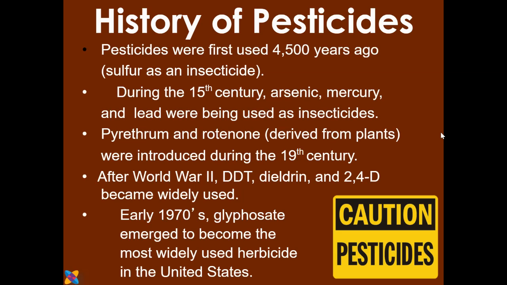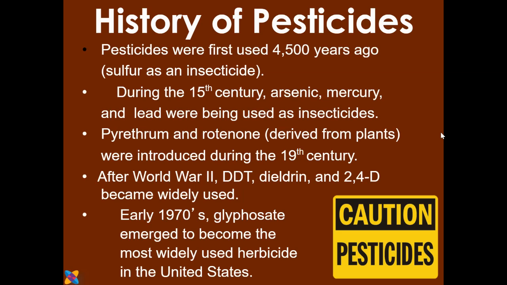So here's just a little brief history of pesticide use. We saw that pesticides were first used around 4,500 years ago. It was specifically used with sulfur in order to kill insects. Now, during the 15th century, things such as arsenic, mercury, and lead were also being used as insecticides. Now, pyrethrum and rotenone are derived from plants, which are now types of pesticides that we use currently. And after World War II, things such as DDT, Dieldrin, and 2,4-D became widely used.